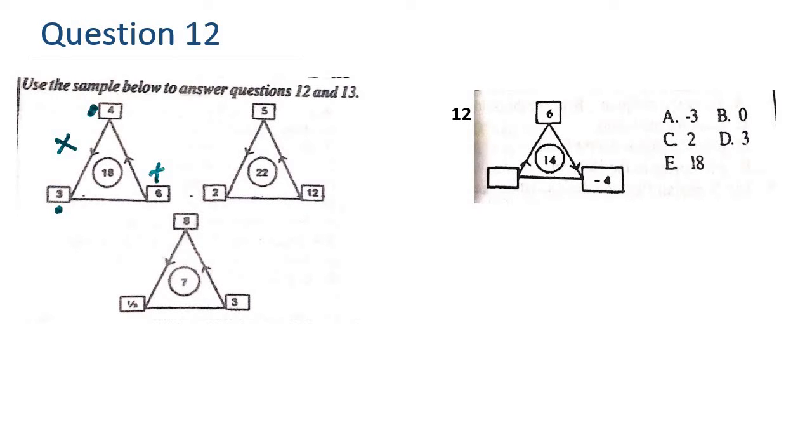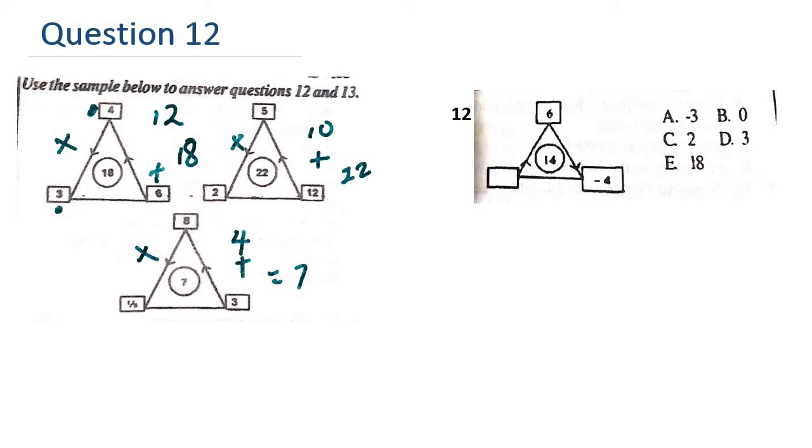What do I mean? 4 times 3 is 12. 12 plus 6 will give me 18. For this next sample, 5 times 2 is 10. 10 plus 12 will give me 22. Okay? While for this, 8 times 1 over 2 will give me 4. 4 plus 3 will give me 7.